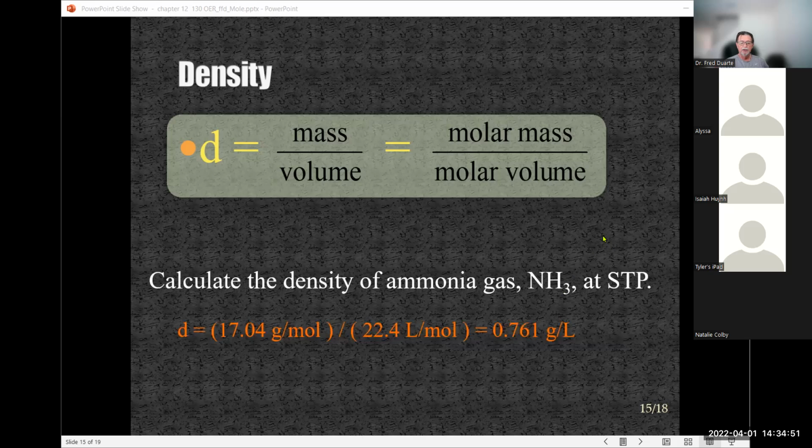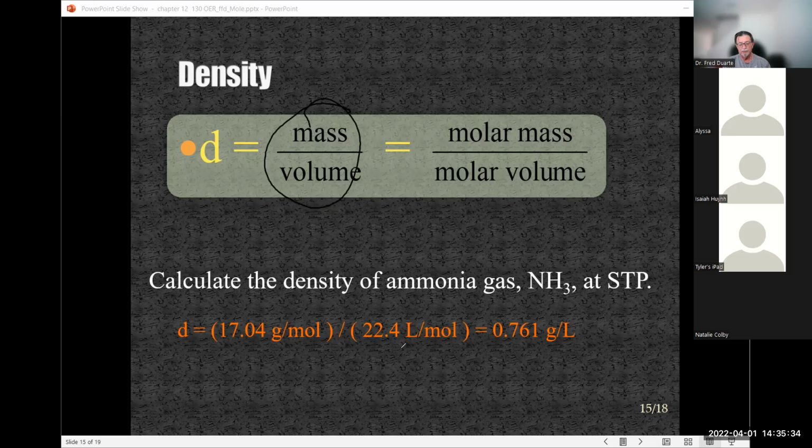And so, for example, it's asking you to calculate the density of ammonia gas at STP, okay? Well, all we need is the molar mass for ammonia, which is 1 nitrogen, 3 hydrogens, which corresponds to 17.04 grams per mole. And the molar volume at STP for all gases is 22.4 liters, okay? And that corresponds to 0.76 grams per liter, okay? Which are the units of density.